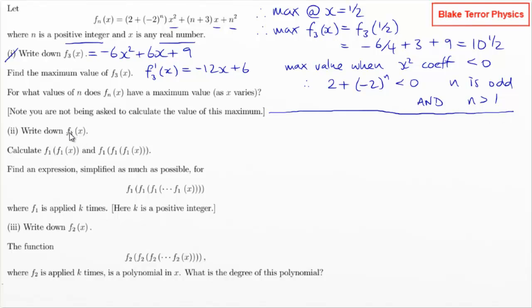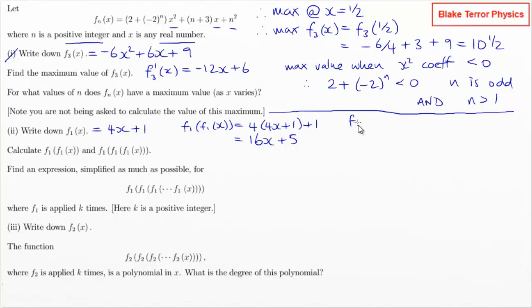Part 2, write down f1 of x. So f1 of x, there is no x squared term in that because we've got 2 minus 2. Then we're going to get 4x plus 1. Then we need to, all right, we're nesting them up. So f1 of f1 of x is going to be equal to 4 lots of 4x plus 1, which gives us 16x plus 5. And then they want us to do it again.